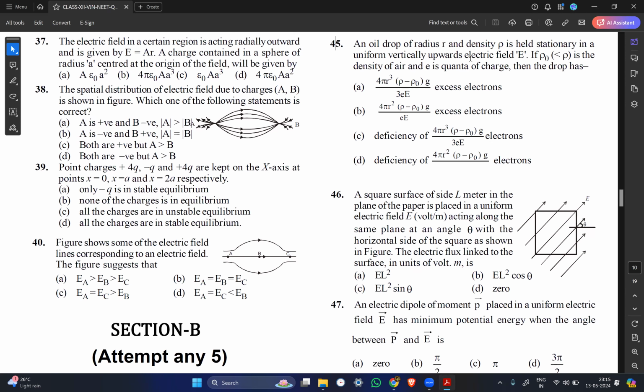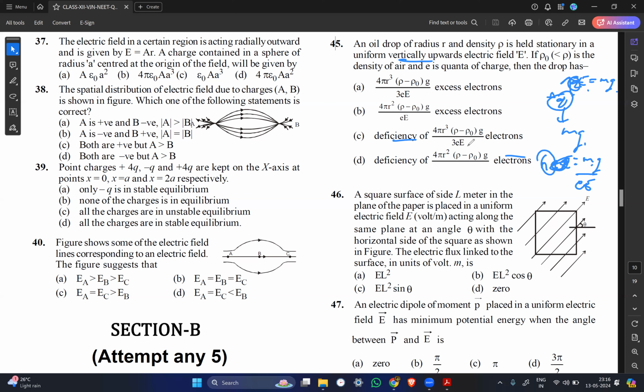An oil drop of radius r and density rho is held stationary in a vertically upward electric field. So mg will be here. It is held, which means it is a positive charge, so it is getting an upward direction force. So positive charge and deficiency of electrons. And how much deficiency? So QE is mg, and Q is n into e, right, so this is the number of electrons.